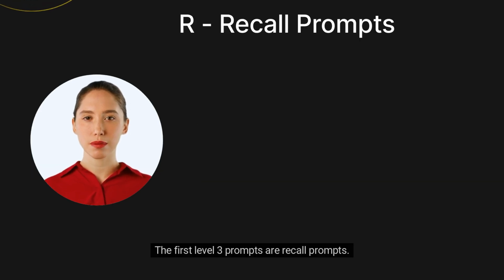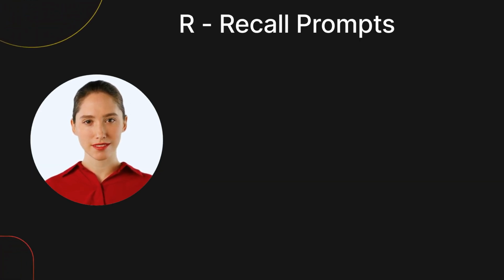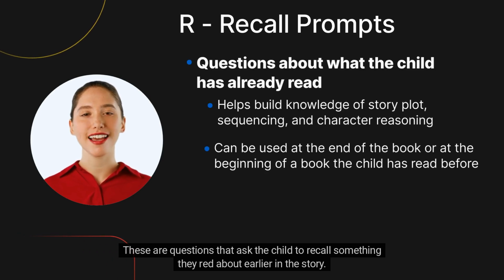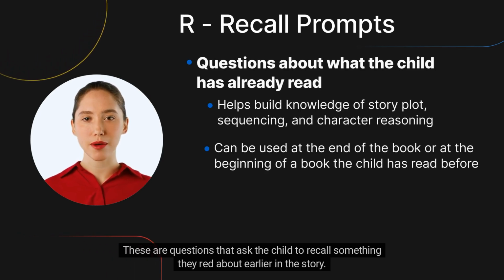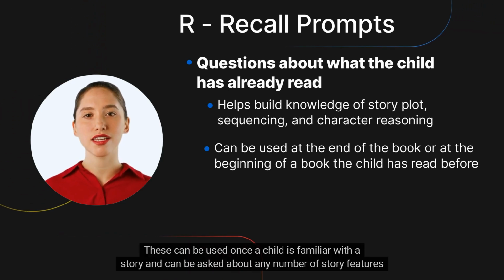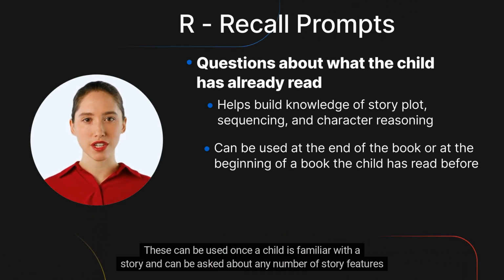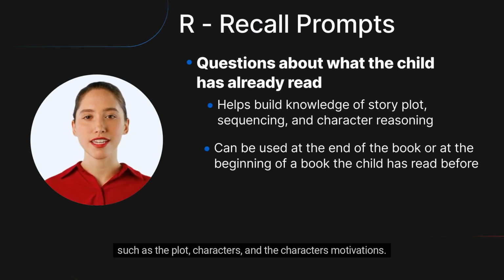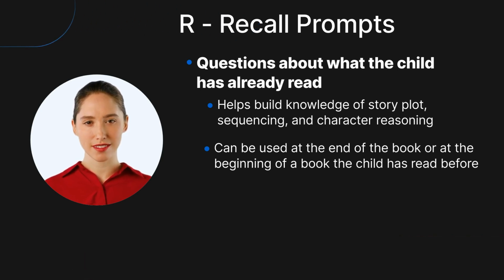The first Level 3 prompts are recall prompts. These are questions that ask the child to recall something they read about earlier in the story. These can be used once a child is familiar with a story and can be asked about any number of story features such as the plot, characters, and the characters' motivations.